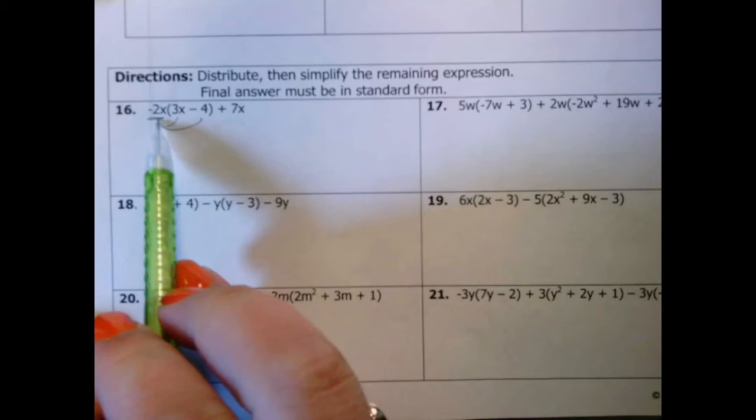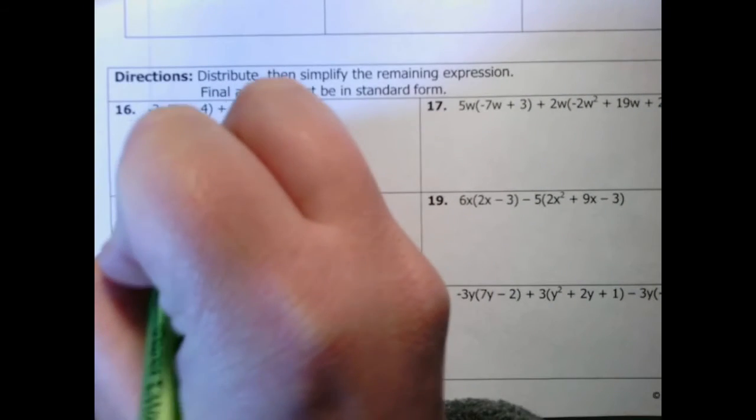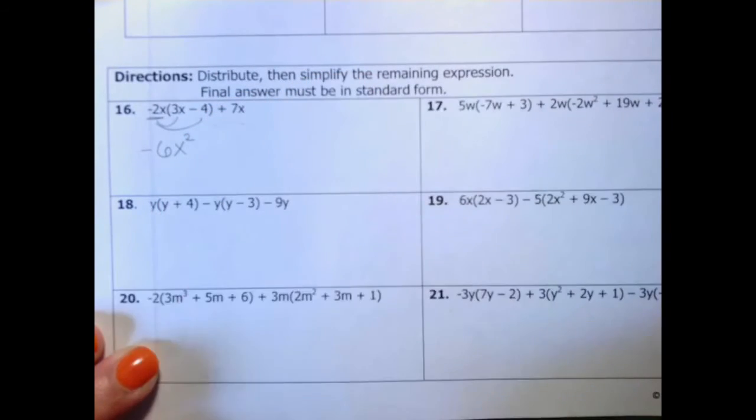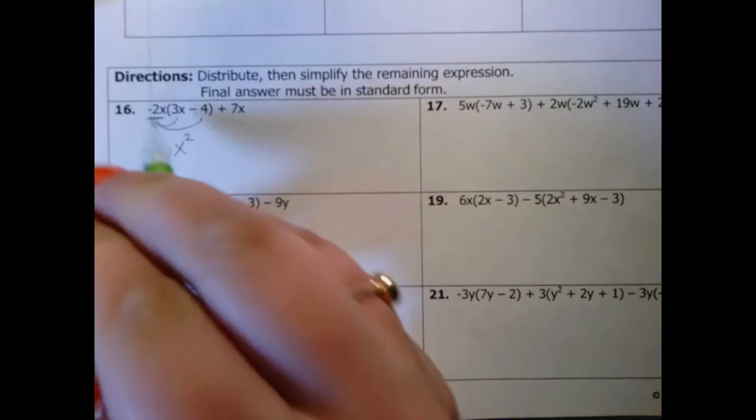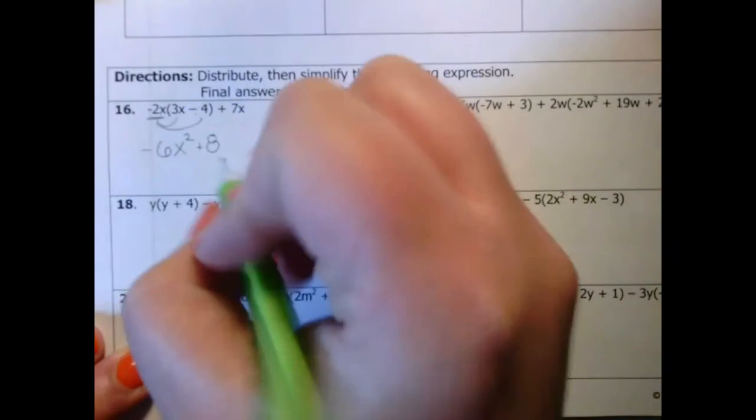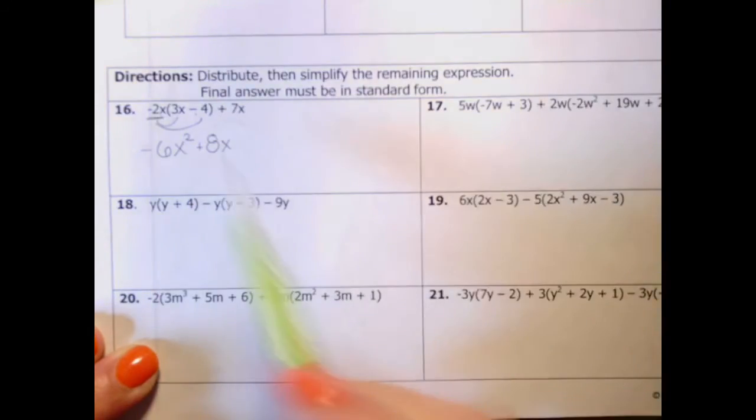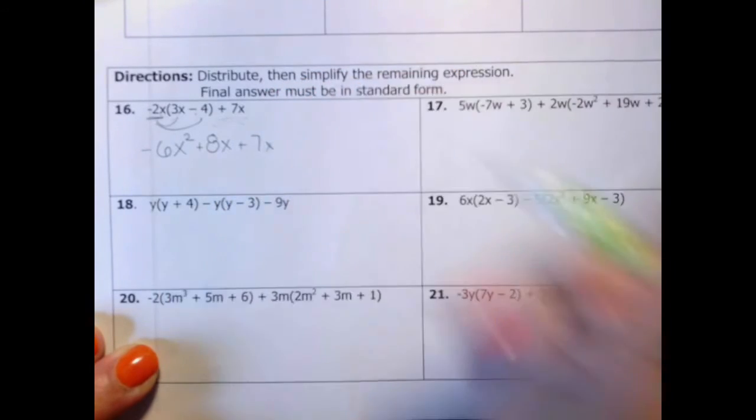So negative 2x times 3x, negative 2 times 3 is negative 6. X times x, keep your base, add your exponents, 1 plus 1 is 2. Then negative 2x times negative 4. Negative 2 times negative 4 is positive 8. And I just have that x, so I'm leaving that the way it is. Can't do anything with that. And then I still have that plus 7x at the end. So I'm going to add that on.